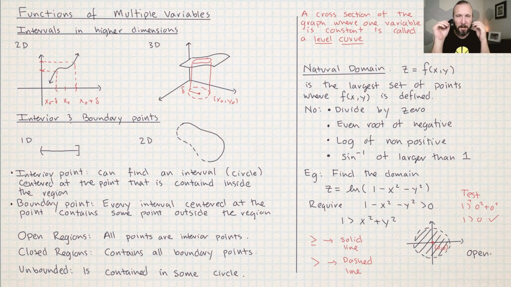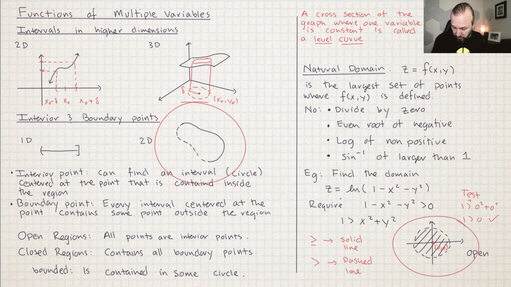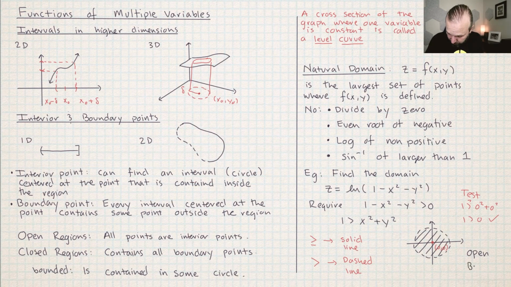The idea behind bounded and unbounded, I wrote unbounded here. This is wrong. This is the definition of bounded. So the idea that we're trying to encode is whether or not the region kind of goes on forever. So one thing you can say about regions that don't go on forever is it's possible to draw a circle around them. So this region right here, I can draw a circle around it. This region right here, I can draw a circle around it. So both of these are examples of bounded regions.